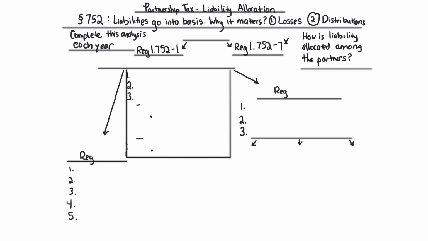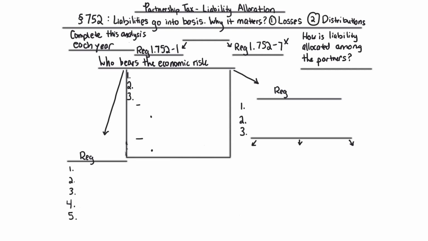Now, the way the tax law and the regulations determine how we break up those liabilities, we ask the question, who bears the economic risk of loss? And the economic risk of loss idea is similar to Reg 1.704-1-2-3 and the idea of substantial economic effect. It's not identical, but it's similar.